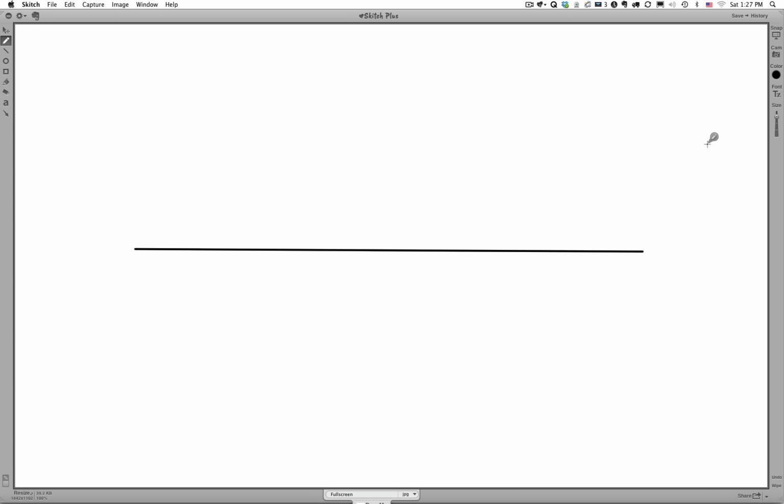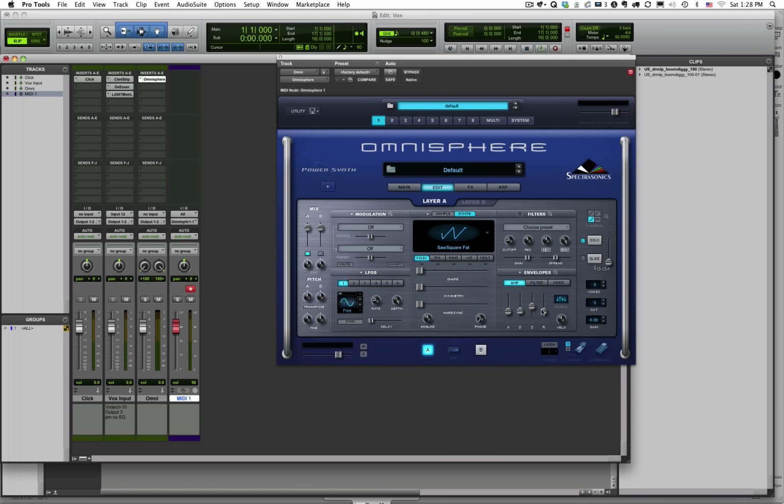Let's go ahead and make some diagrams showing some decay. So if we have an attack that's maybe 1 second, from here to here, and then we have a decay that's maybe 1 second to here, and then we have a lower sustain level, and then we have maybe a 1 second release. Let's listen to that.